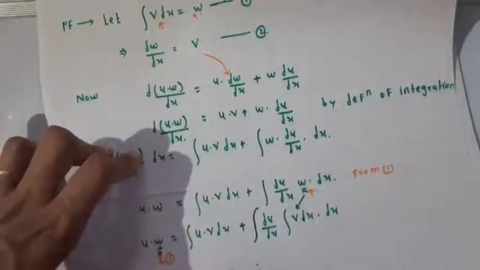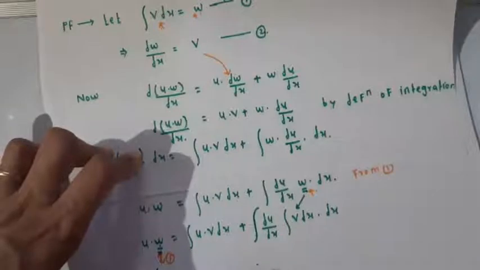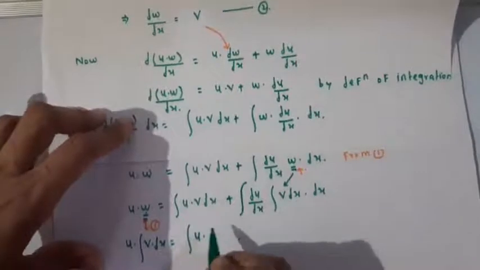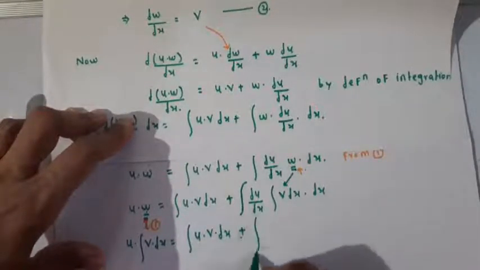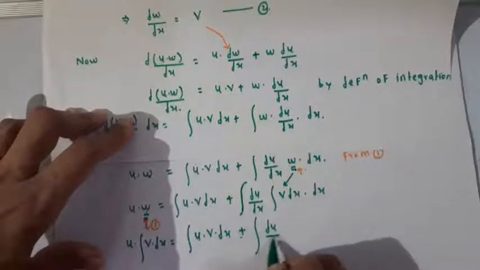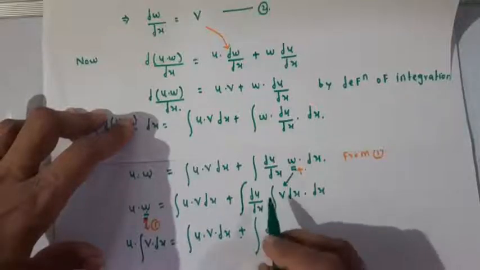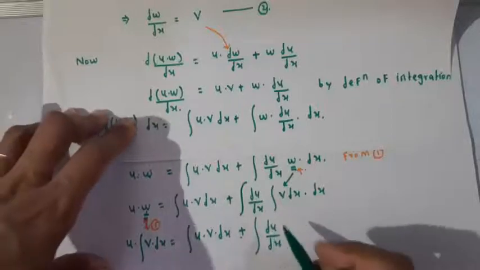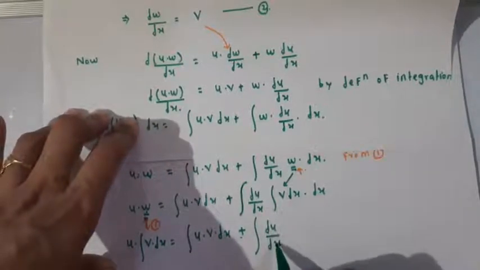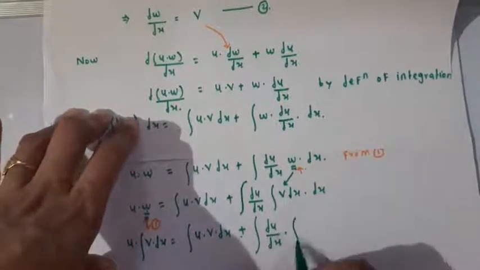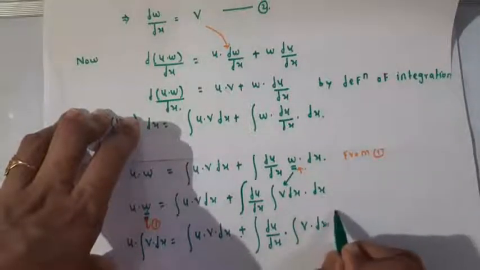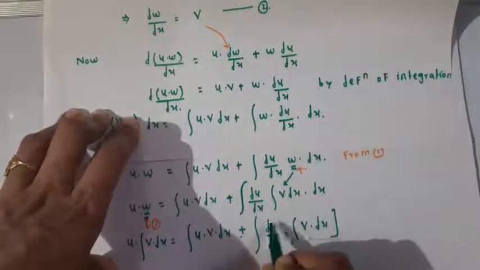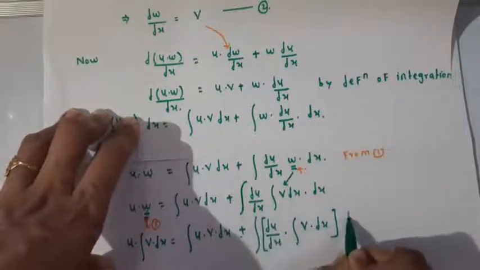That is integration of v dx equal to integration of u into v with respect to x plus integration of du by dx, integration of differentiation of u with respect to x into integration of v with respect to x and whole with respect to x, whole the function with respect to x.